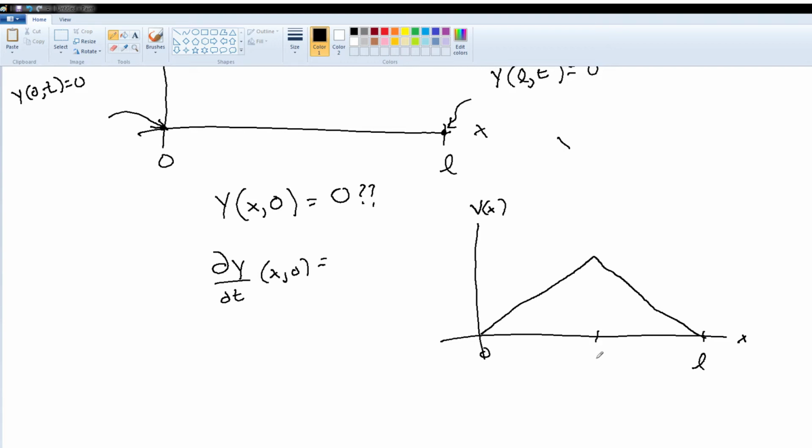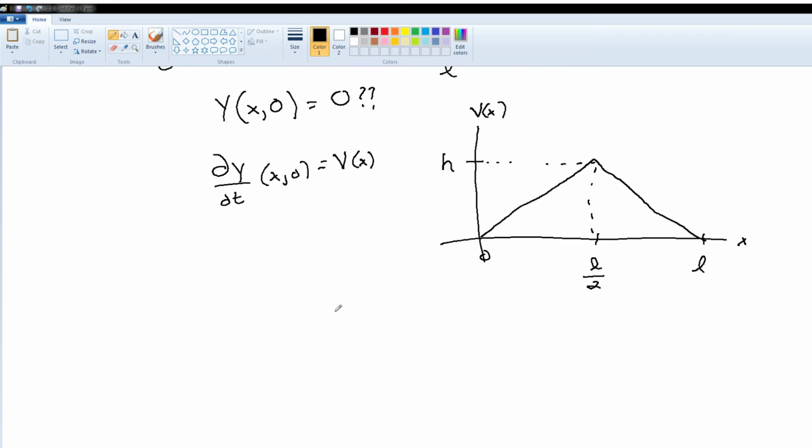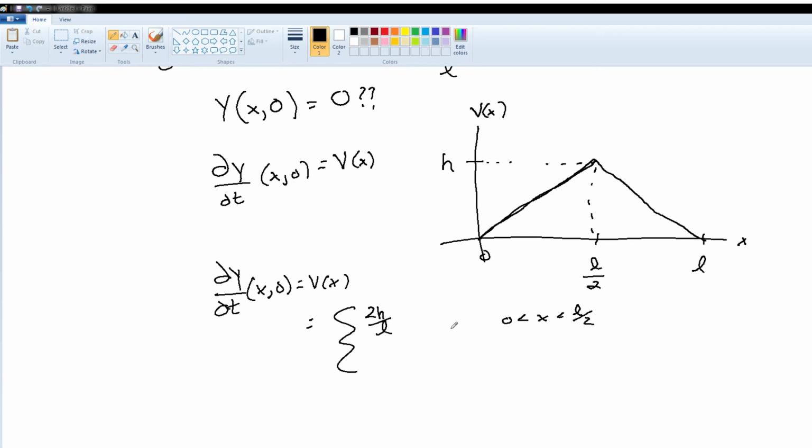Okay, so this is the midpoint of the string. This is some height. They're calling this h. And this represents initial velocity. So you have to be careful to remember what this means. It means the derivative of y with respect to t. And we're going to then write this function. This is initial velocity, and it's a piecewise function, clearly. So we have a positive sloping line for the first piece, for x between 0 and half of the length of the string. And what's the slope of that line? H divided by L over 2, so 2h over L. The intercept is 0.